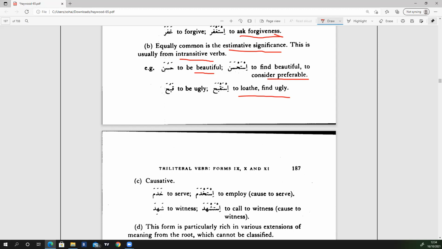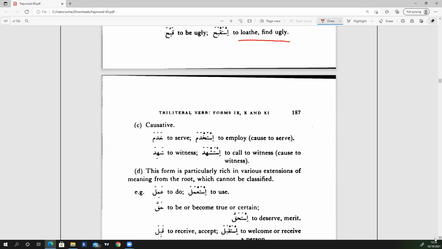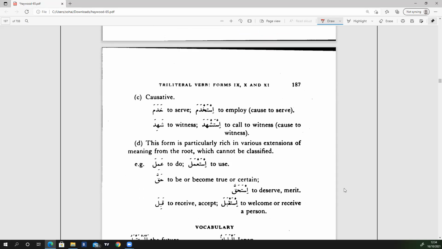Another mini pattern, which I think is probably less common, is causative. Khadama means to serve. Istakhdama means to employ someone, so causing them to serve. Shahida means to witness. Istashhada, to call to witness, because you are causing them to witness, because you are calling them to witness.